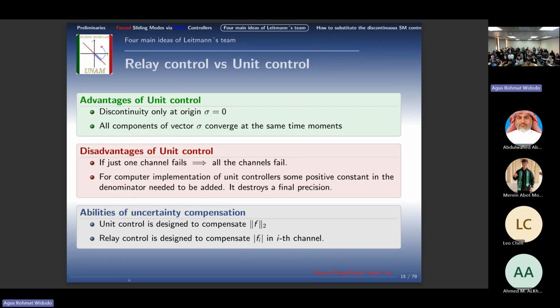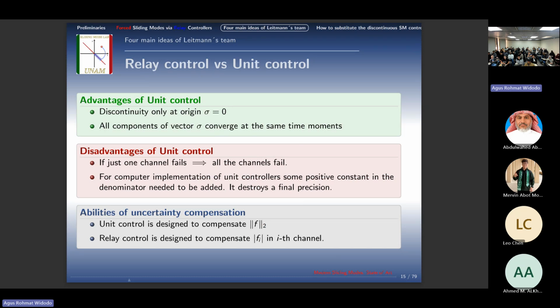What is the advantage and disadvantage of the two controllers? One of them, which is unit, is discontinuous only in a region. The second story is that all components will converge in finite time and simultaneously. In relay control, they will converge in finite time if you do things well. But the problem is that they are not converging at the same time.